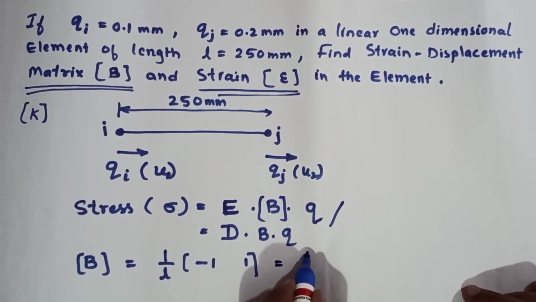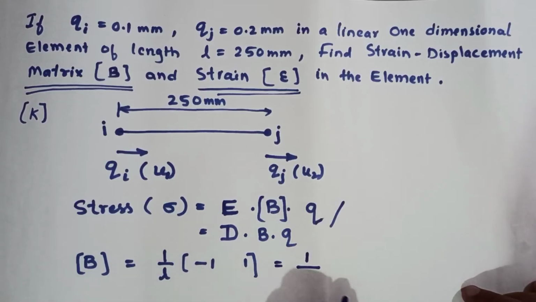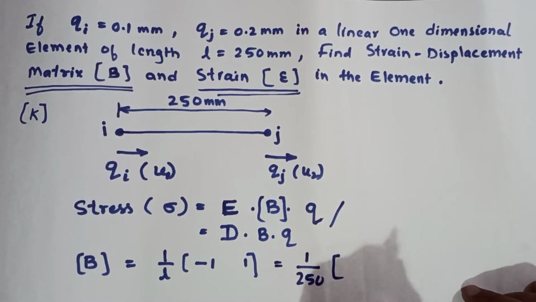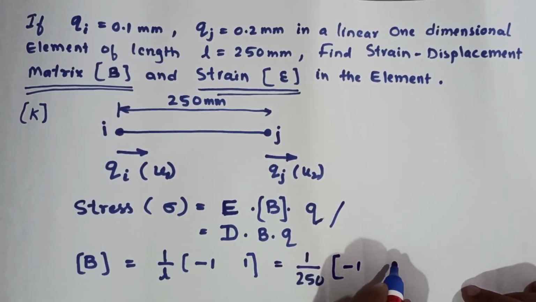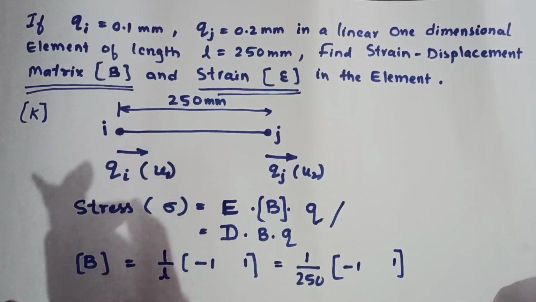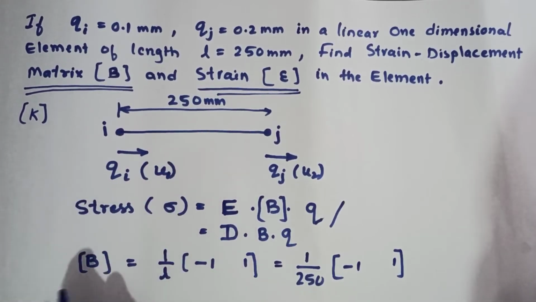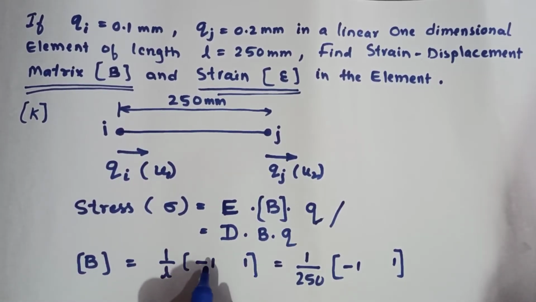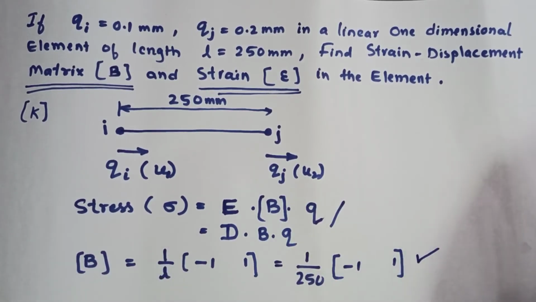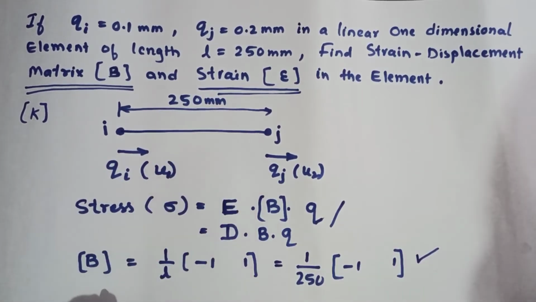What is 1 by L? L is the total length of the element, that is 250. So in the matrix, minus 1, 1. This becomes the strain displacement matrix. Shortly, you have to remember this one formula: the strain displacement matrix for a one-dimensional element is 1 by L times [-1, 1]. This is your answer. This answer may be given in the options, so you have to choose the best one. Now we will go for the second one, to calculate the strain.